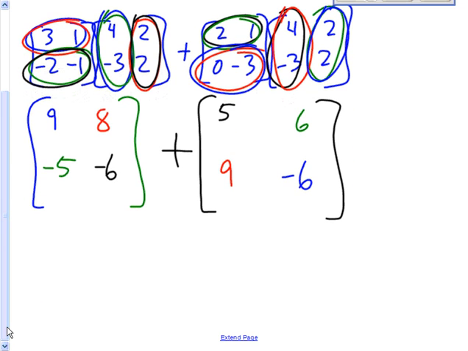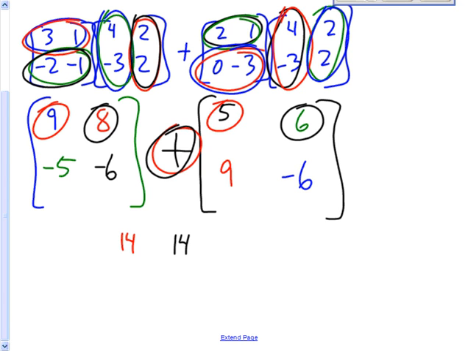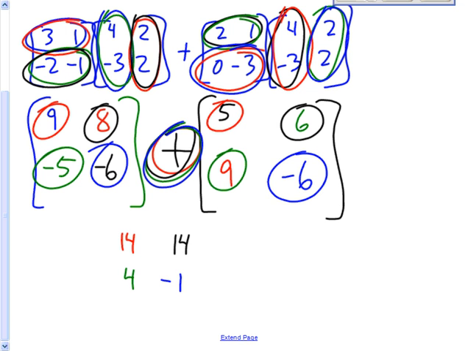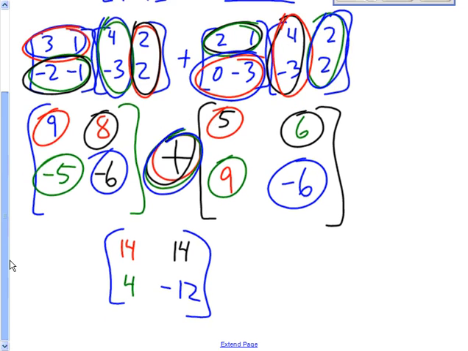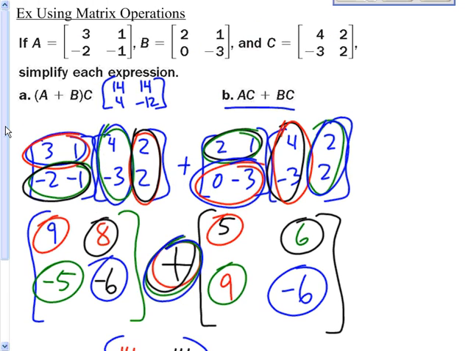Okay. Now we add these things up. 9 plus 5, 14. 8 plus 6, 14. Negative 5 plus 9, 4. And finally, negative 6 plus a negative 6, negative 12. So 14, 14, 4, negative 12. If you look up here, you're like, oh, that's the same thing. It looks like A plus B times C is the exact same thing as AC plus BC.